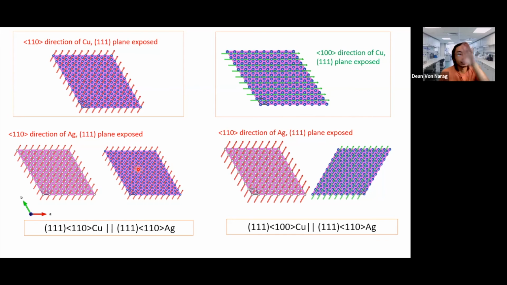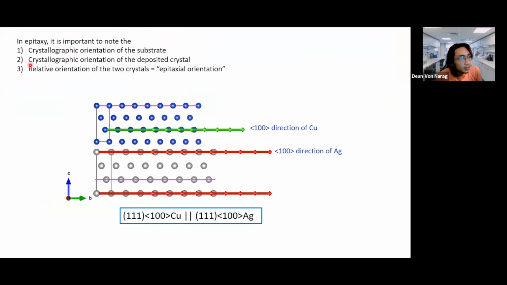So imagine na lang na this plane of atoms is epitaxially grown on top of this plane of atoms. Now for the second case, we have the 100 direction. We rotated this figure so that the 100 direction of copper is parallel to the 110 direction of silver. So that's what we mean by these three things here.